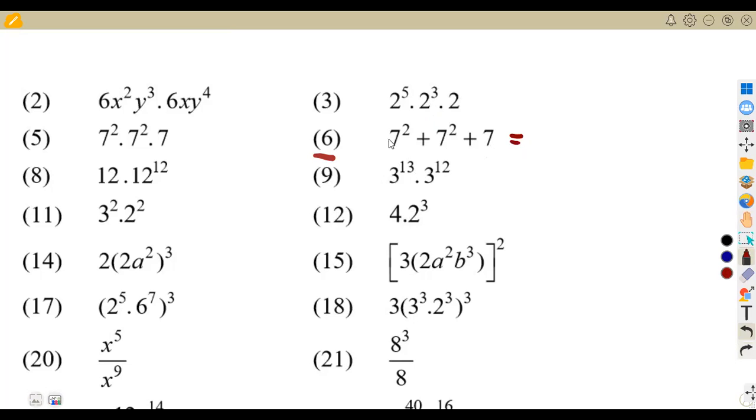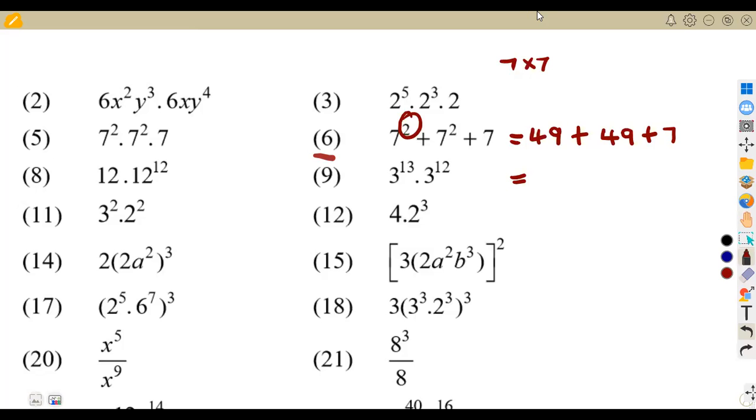So meaning to say, 7 to the exponent of 2 means 7 times 7. You are multiplying it 2 times. So you're going to obtain 49 plus again 7 times 7, which is 49, plus a 7. So there is no law that you're going to apply. You simply add your numbers direct. You are not going to apply anything on that part.